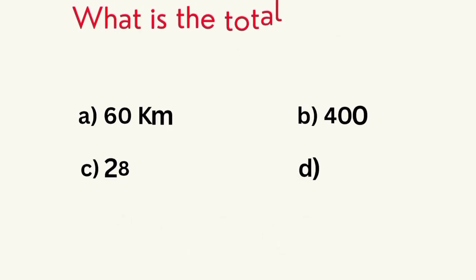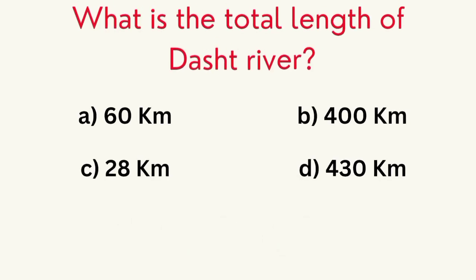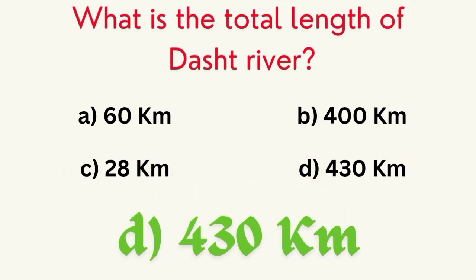What is the total length of Dasht River? A. 60 kilometers. B. 400 kilometers. C. 28 kilometers. D. 430 kilometers. Answer, D. 430 kilometers in Balochistan.